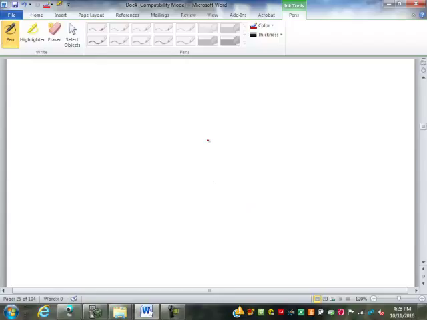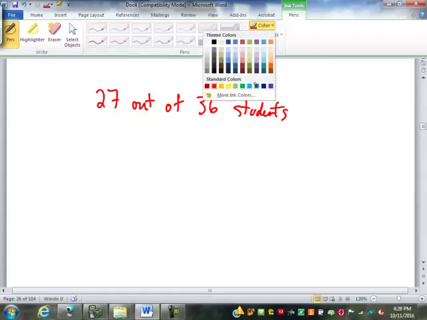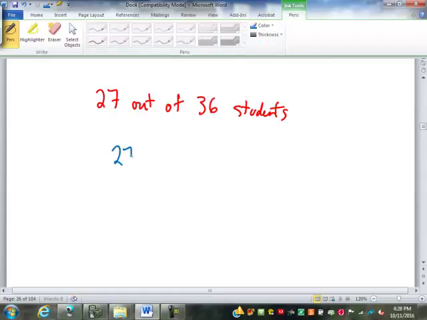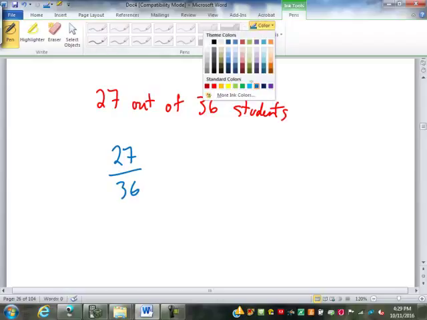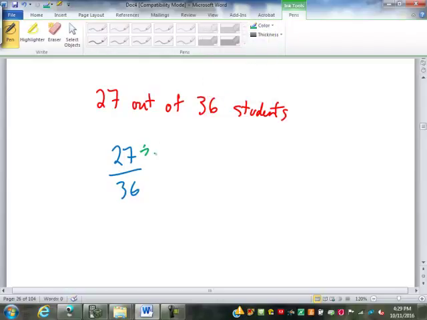Then reducing ratios. Maybe if I say that last year, 27 out of 36 students in this class passed. What ratio was that? Create that ratio. So that'd be 27 out of 36, and both of those numbers can be reduced. Both those can be divided by 9. Give me 3 out of 4.